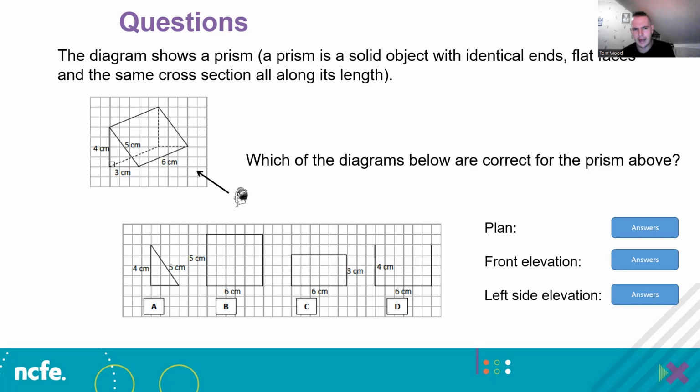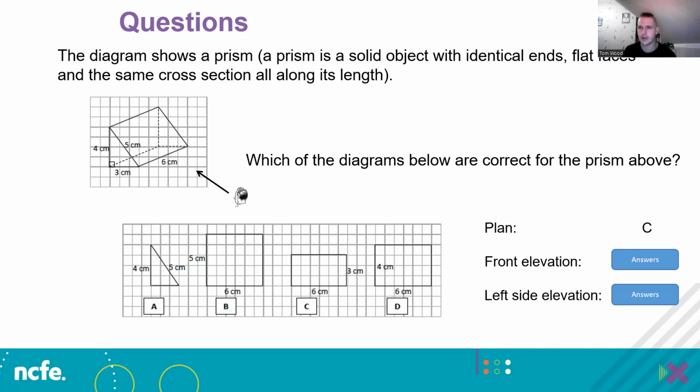If I was looking at the plan here, so I imagine I'm looking from the top down, what am I going to see? All I'm really going to see here, because I can't tell that it's 4 centimeters high at all. If I'm looking down on it, I can't even tell the slope there as well. So I can't tell that it's that 5 centimeter long slope there. All I'm going to see is a rectangle that is 3 centimeters by 6 centimeters. If I'm looking from the top, that's all I'm going to see. And this is a very common type of question they might ask. More common on level 1 papers.